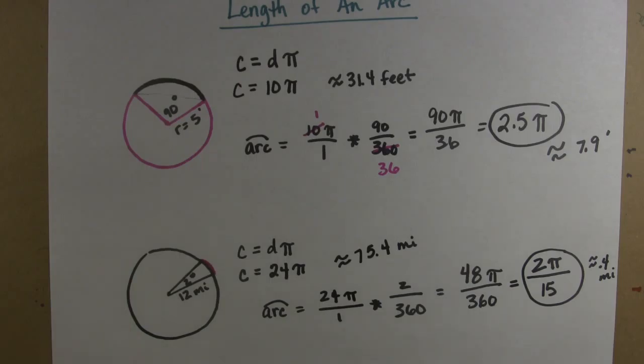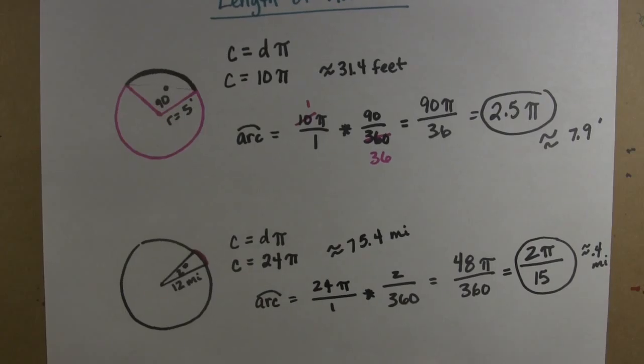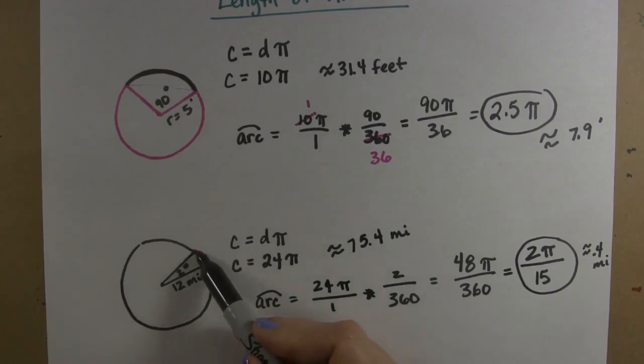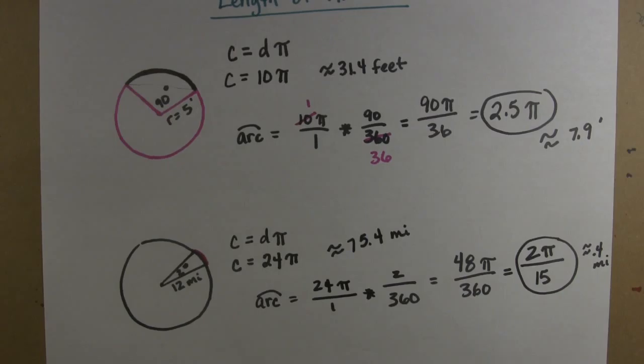Yeah, it sure is. Okay, so that is how you calculate the length of an arc. It is extremely similar to calculating the area of a sector, but this focuses on circumference because we're just measuring that edge. All right, that's all there is to it.